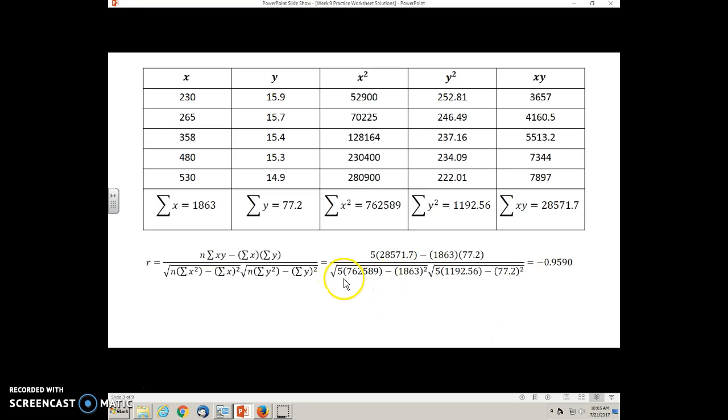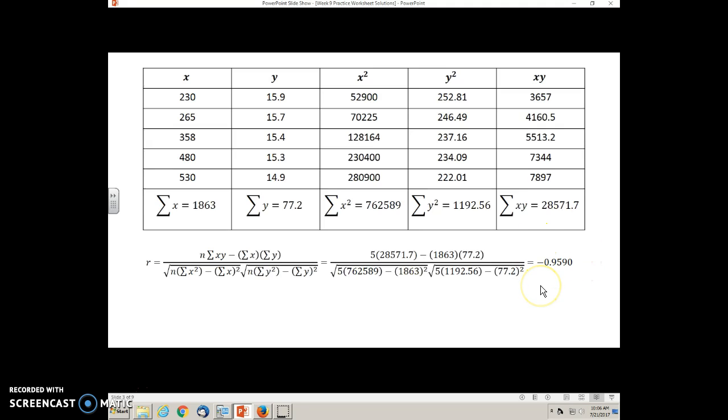Under the first square root, 5 times 762,589 minus 1,863 squared. Now notice here it says the sum of X in parentheses, then squared. So we use the number for the sum of X, 1,863, and then we square that. And then times the square root of 5 times 1,192.56 minus 77.2 squared, and we get negative 0.9590, rounded to 4 decimal places. That is the value of R, the correlation coefficient.